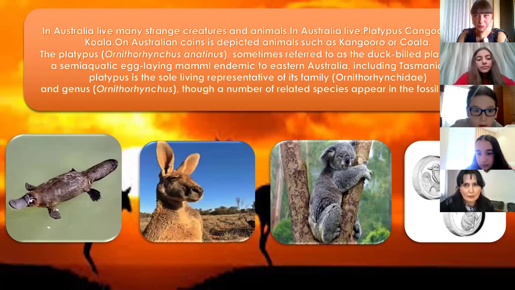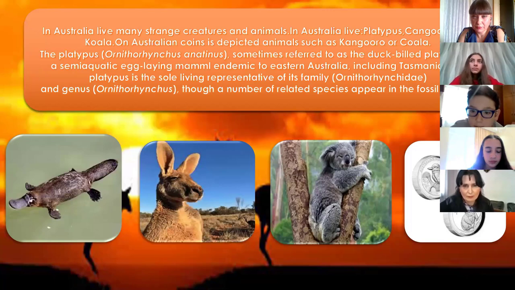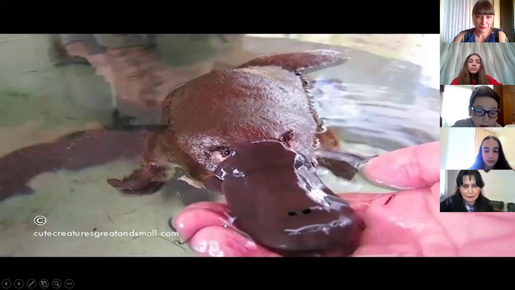The platypus, sometimes referred to as the duck-billed platypus, is a semiaquatic egg-laying mammal endemic to eastern Australia, including Tasmania. The platypus is the sole living representative of its family and genus, though a number of related species appear in the fossil record. Now we see how cute this animal is.